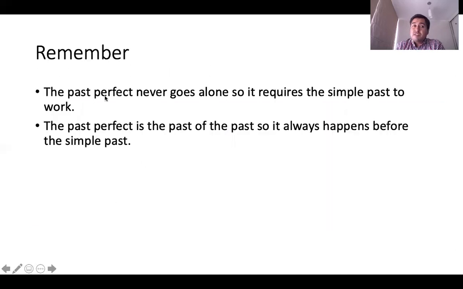So remember, the past perfect never goes alone, so it requires the simple past to work. And the past perfect is the past of the past, so it always happens before the simple past.